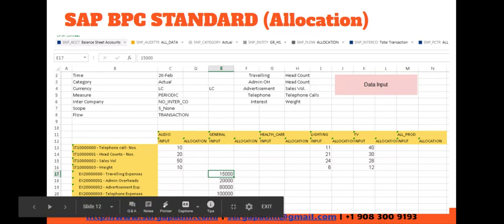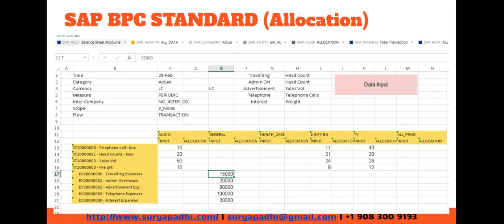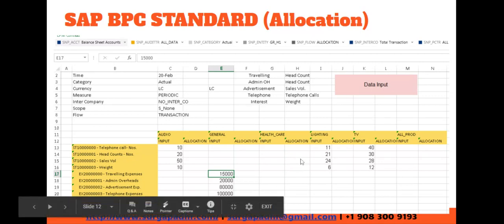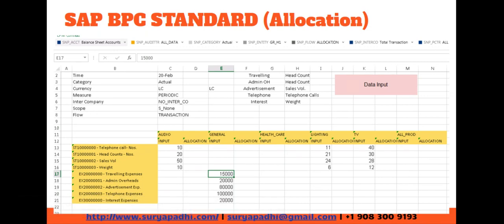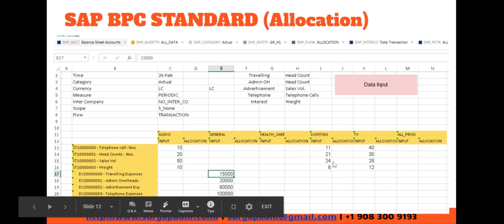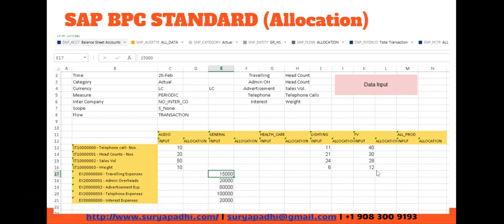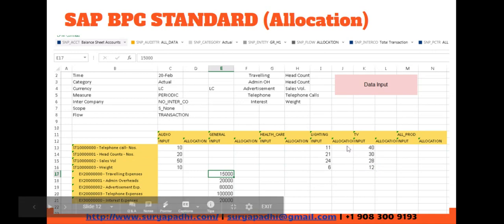In this particular case, Healthcare is not absorbing any cost, as the statistical key figures were not keyed here. In case of Lighting, the key figures are 10 for telephone calls, 21 for head count, 24 for sales volume, and 6 as the weight. And in case of the TV profit center, telephone calls are 40, head count is 30, sales volume is 28, and weight is 12.